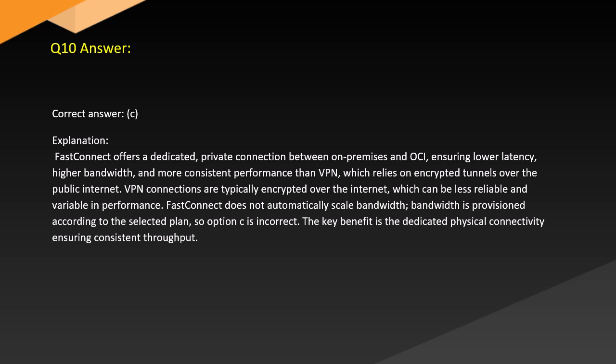FastConnect offers a dedicated private connection between on-premises and OSI, ensuring lower latency, higher bandwidth, and more consistent performance than VPN, which relies on encrypted tunnels over the public internet. VPN connections are typically encrypted over the internet, which can be less reliable and variable in performance. FastConnect does not automatically scale bandwidth. The bandwidth is according to the selected plan, so option C is incorrect. The key benefit is the dedicated physical connectivity ensuring consistent throughput.